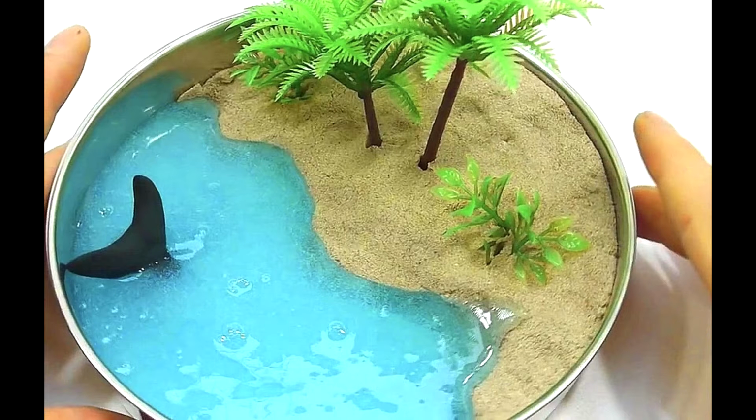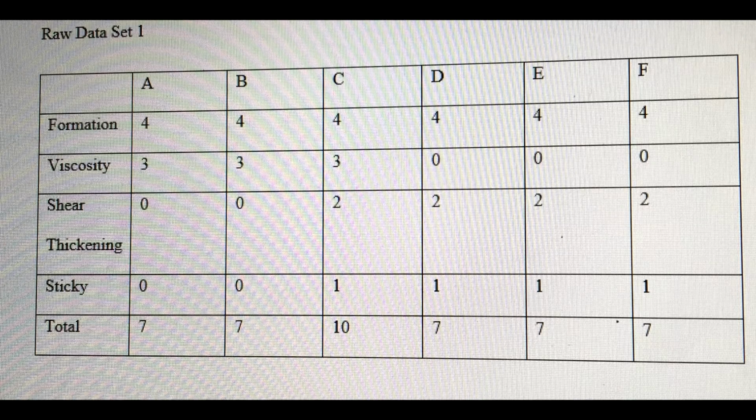Later, once I finished both sets, I added the data together to see the results. The results for my first set, which included equal amounts of water and glue in the glue solution, were as follows. For A, the solution A with 1/4 of a teaspoon of borax, it received 4 points for formation, 3 points for viscosity, 0 points for shear thickening, and 0 points for stickiness. It totaled at 7 points.